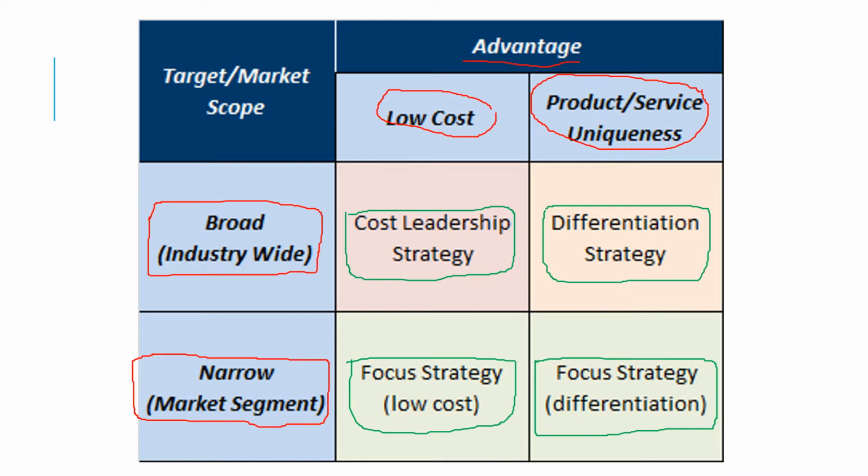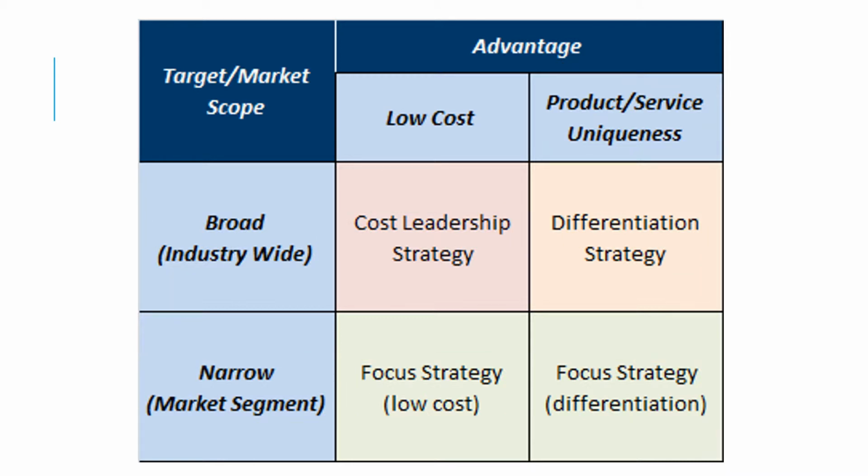So let's make sure we have a copy of this grid down, our matrix. So we can normally talk about businesses occupying one of these four boxes if they're going to be successful. So let's have a think of some examples.